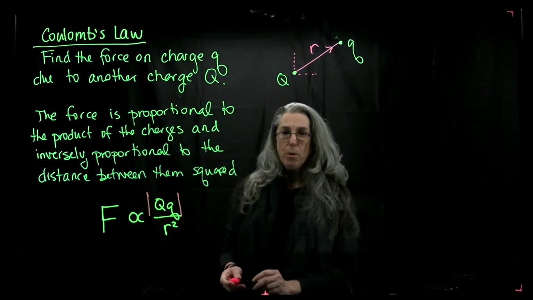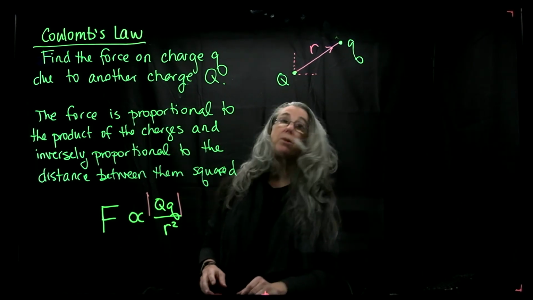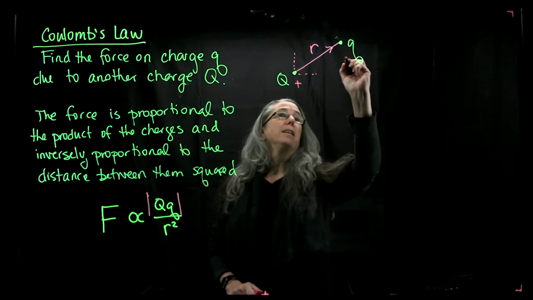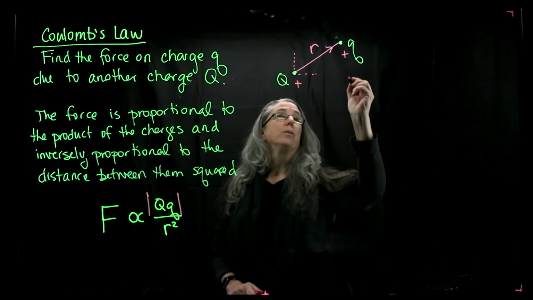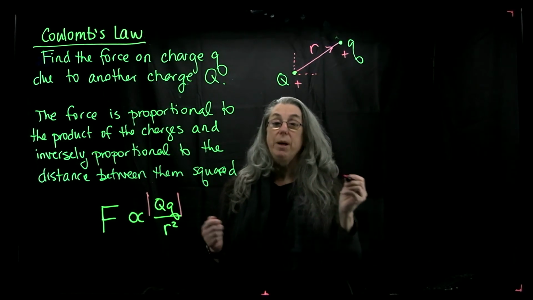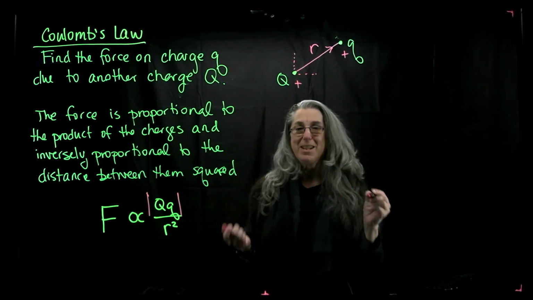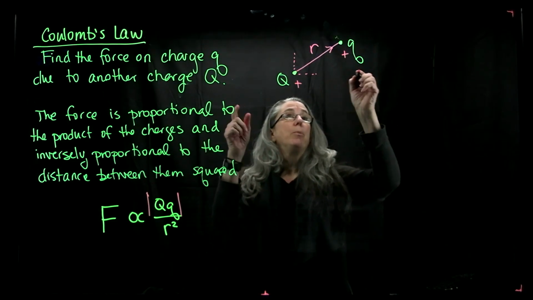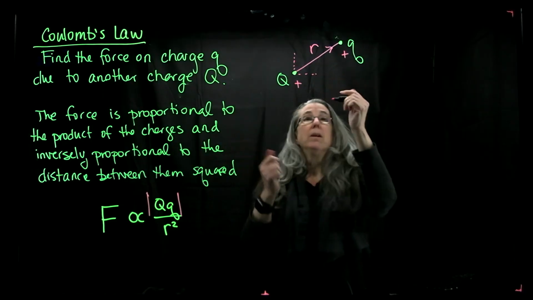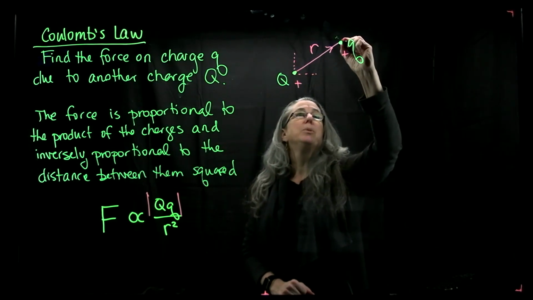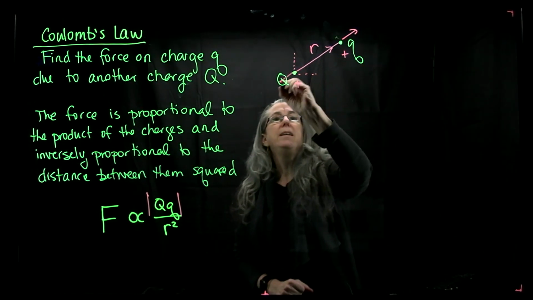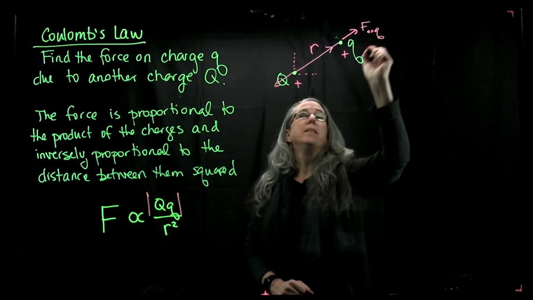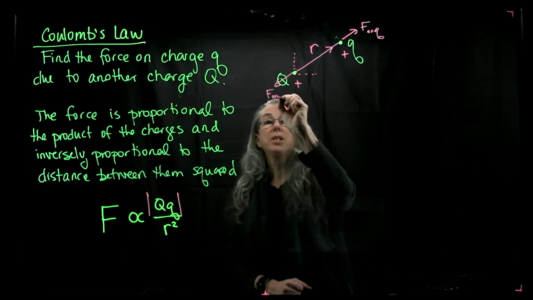You probably already know if the two charges are like charges, so if both capital Q and little q are the same charge, then they repel each other. So opposites attract and like charges repel. And so if they're both positive, then they would repel each other. And the force would be along the line between them, but away from the other one. So this would be the force on little q, and this would be the force on big Q, the direction.